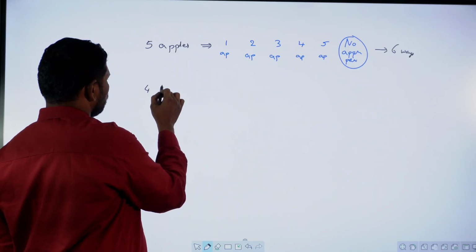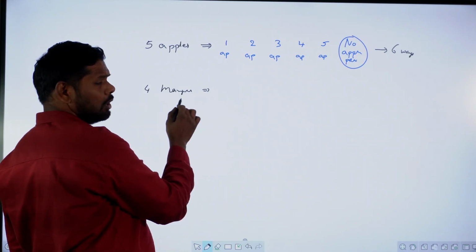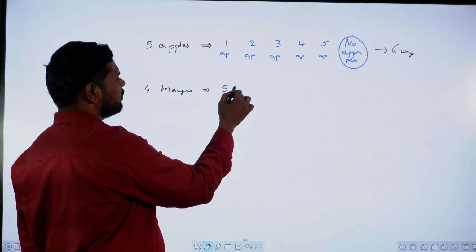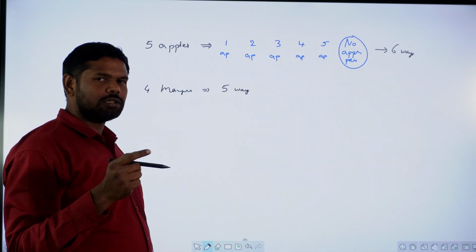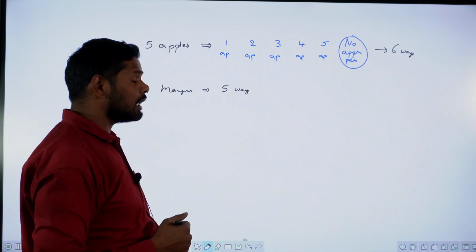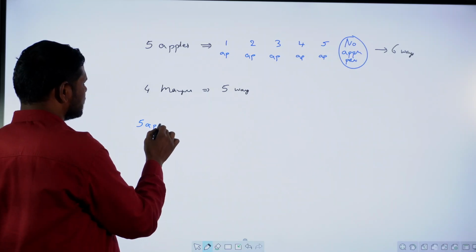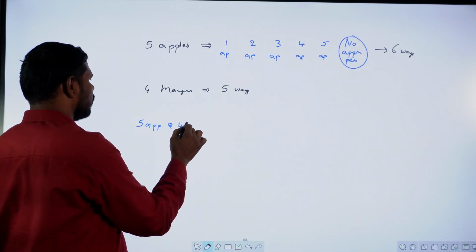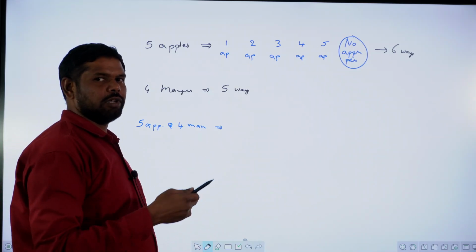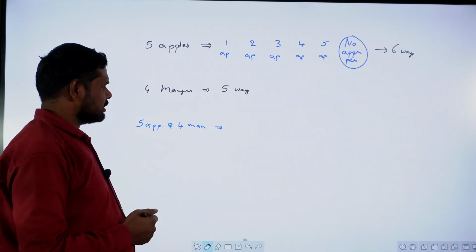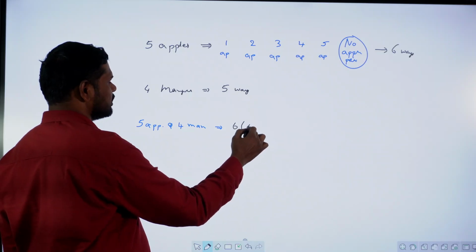Now 4 mangoes are there. How many ways can I choose from these 4 mangoes? 5 ways, where one means no mango selection. No mango selection is also one selection. Now 5 apples and 4 mangoes are there. How many ways can we choose? Suppose 5 apples can be chosen in 6 ways, and 4 mangoes can be chosen in 5 ways.